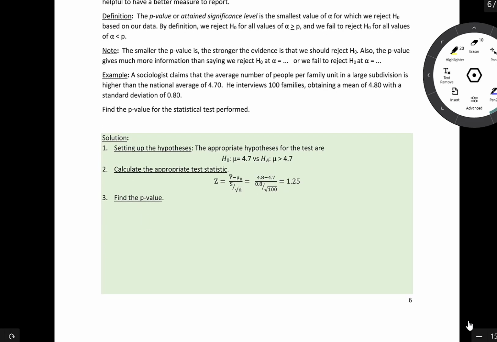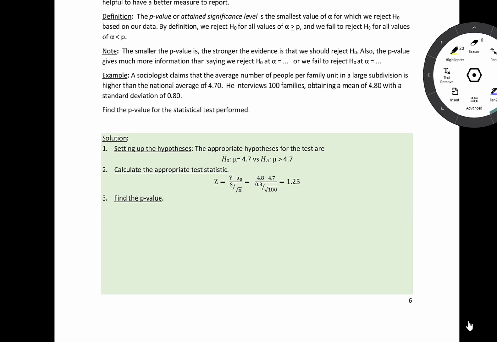Alright, so here's that example that we've seen several times. A sociologist claims that the average number of people per family unit in a large subdivision is higher than the national average of 4.7. He interviews 100 families, obtaining a mean of 4.8 with a standard deviation of 0.8. We're going to find the p-value for the statistical test performed.